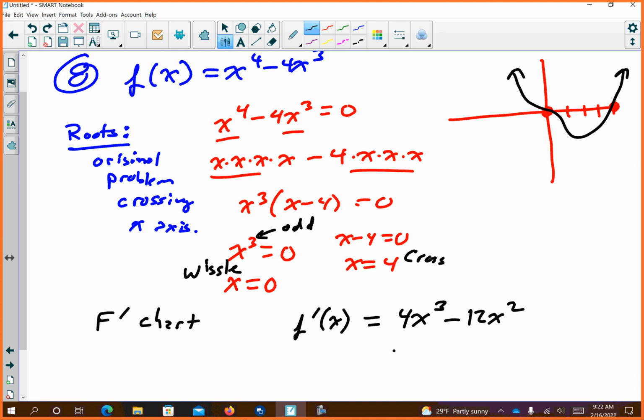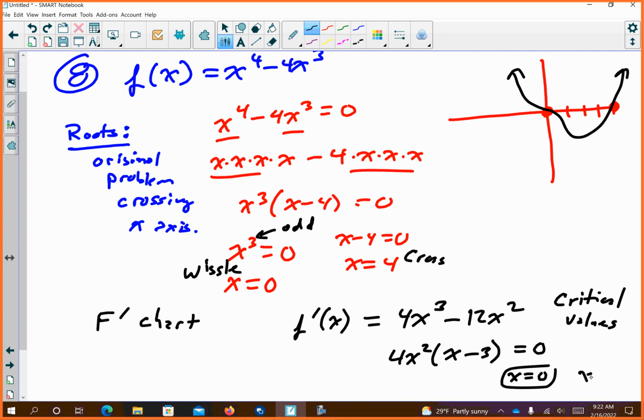It does appear that I could factor a 4x squared out of both. And that would leave me x minus 3. So if we set those equal to 0, this is how I'm going to find my critical values. And if you recall, my critical values become my turning points. So max, min, point of inflection. So this is going to give me x equals 0 and x equals 3, just by setting those equal to 0. So my F prime chart is going to look like this. So I have 0 here and I have 3 here.